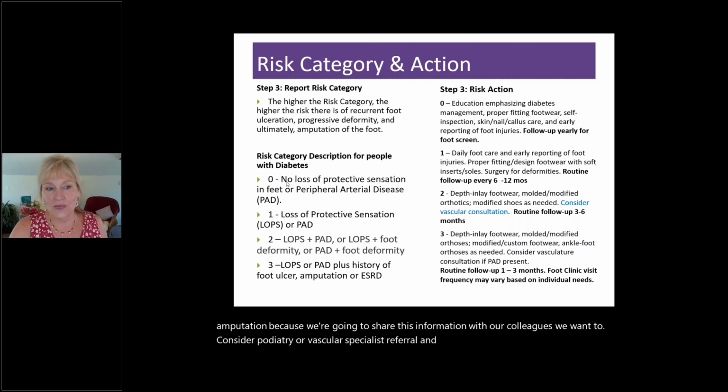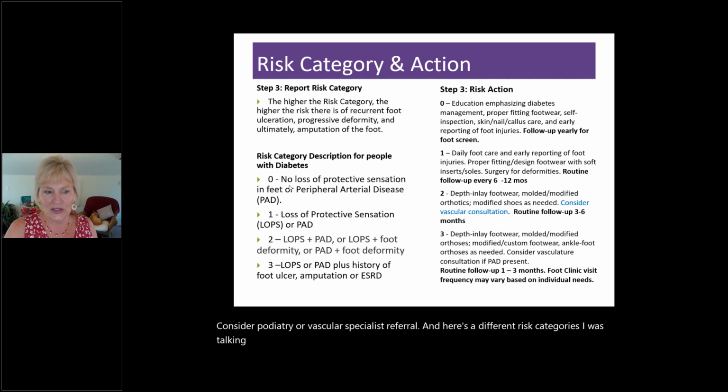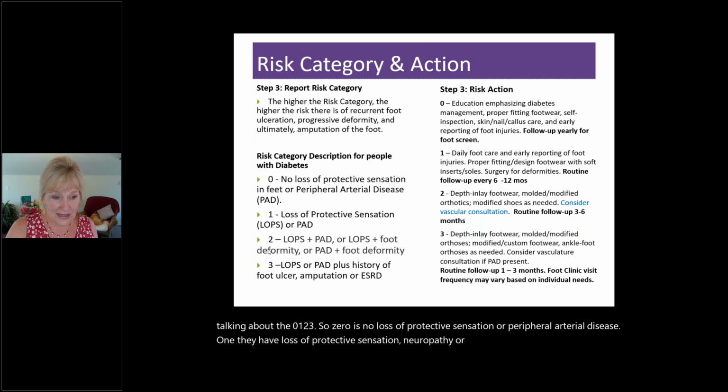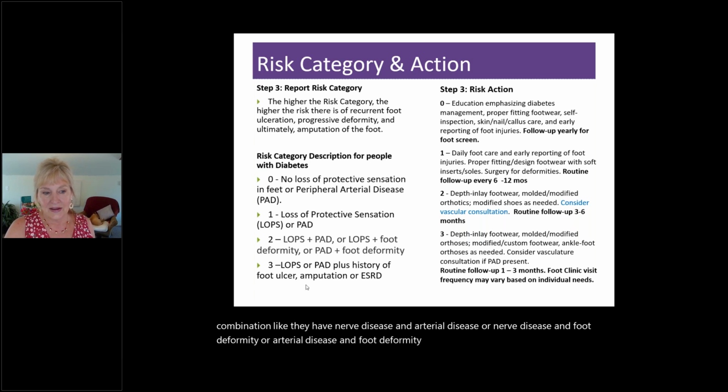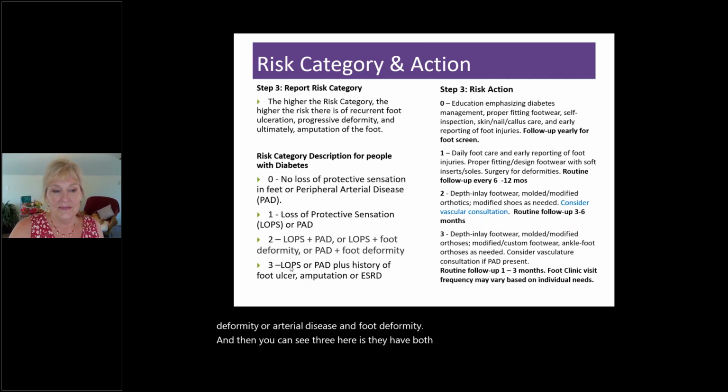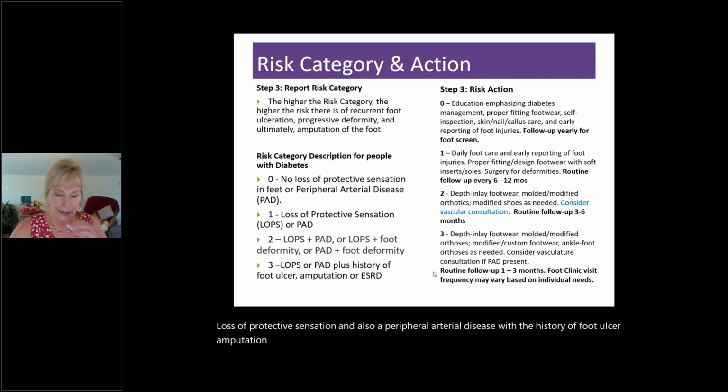And here's the different risk categories I was talking about, the 0, 1, 2, 3. So 0 is no loss of protective sensation or peripheral arterial disease. 1, they have loss of protective sensation, neuropathy, or poor circulation, PAD. 2 is they have a combination, like they have nerve disease and arterial disease, or nerve disease and foot deformity, or arterial disease and foot deformity. And then you can see 3 here is they have both loss of protective sensation and also peripheral arterial disease with a history of foot ulcer, amputation, or ESRD. Over here, you can see the corresponding action that we take.